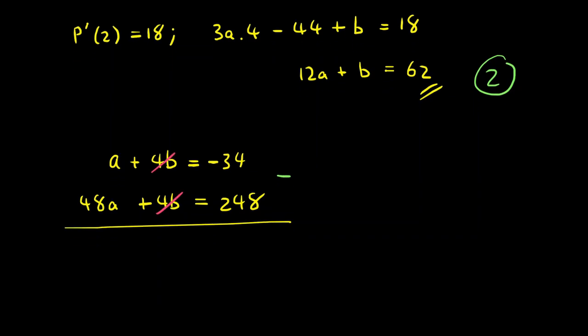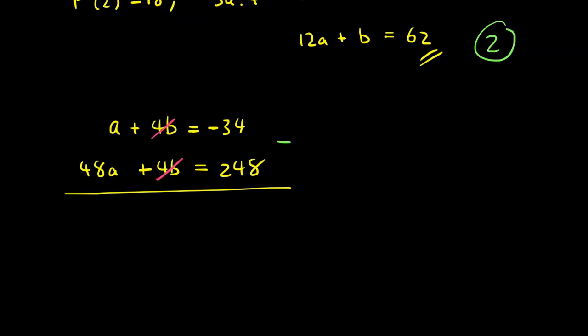Okay, so if we do a minus 48a, we're going to get minus 47a. And if we do minus 34 minus 248, what would that be? 278, 282, I think, minus 282. And so therefore, what we can do is divide both sides through by 47. I'm going to use a calculator for that just to double check my working.